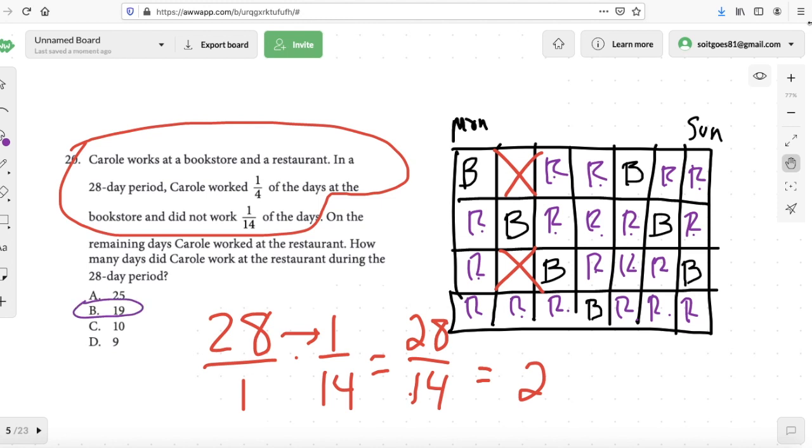We got it. Without doing a whole lot of math. We got it.